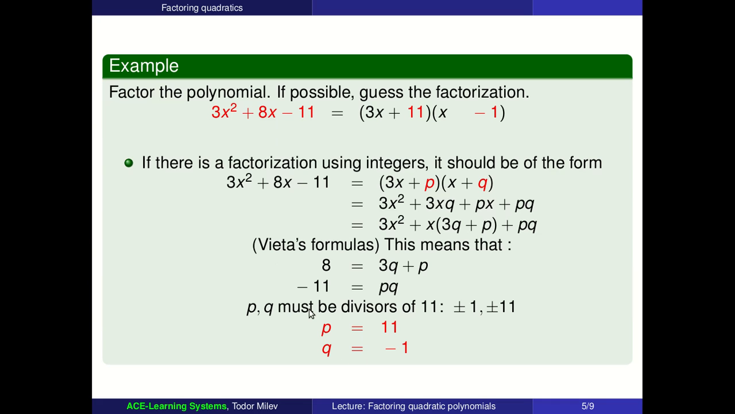Let's test that this choice is indeed correct. For this choice to be correct, we need to have that 8 is equal to 3q plus p. So is it true that 8 is equal to 3q plus p? Well, if q is negative 1, that means that 8 must be equal to 3 times negative 1 plus 11, which is negative 3 plus 11, which is indeed an equality. So the numbers p equal to 11 and q equal to negative 1 make this into an identity. Therefore, we can factor 3x squared plus 8x minus 11 into 3x plus 11 times x minus 1. Our factorization is complete.